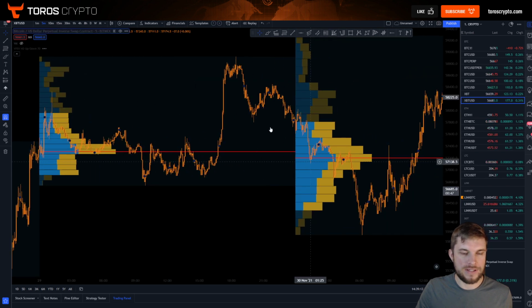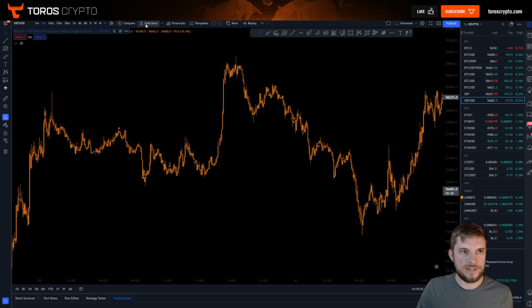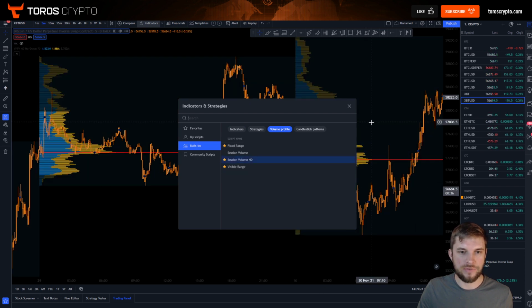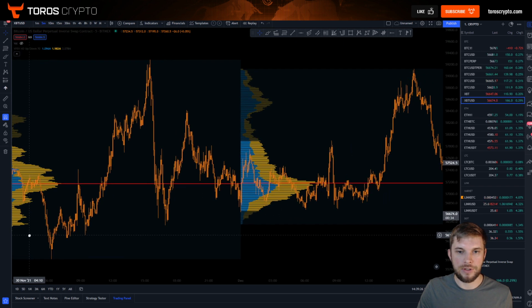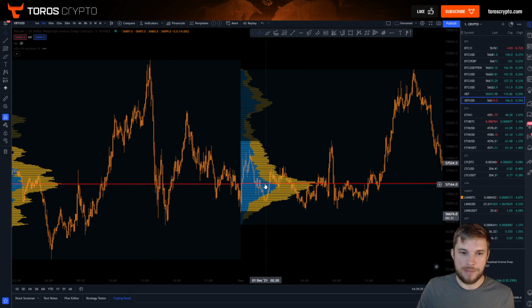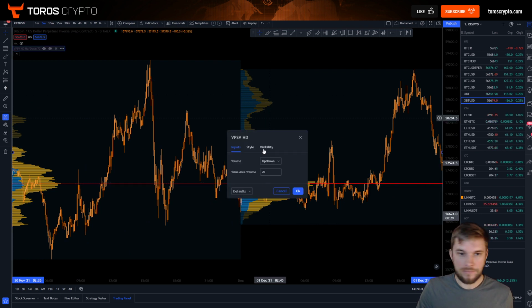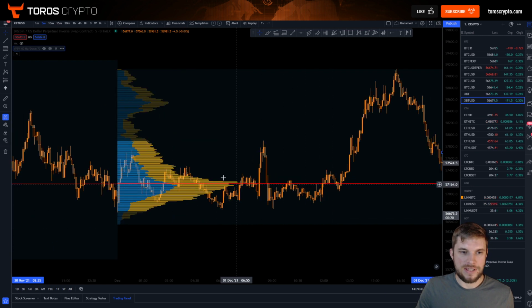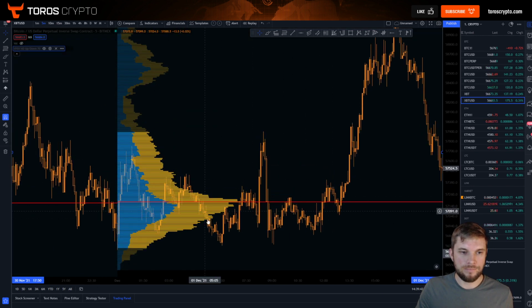So again, for this session volume, you very simply just go onto your indicators, go to built-ins, go to volume profile, click session volume HD, and it will load that up for you as default. And again, the same with the other volume profile. What you can do is choose your value area settings and everything else within that. However, you can't change the tick size and things on this just because it moves naturally for where you are on the chart.